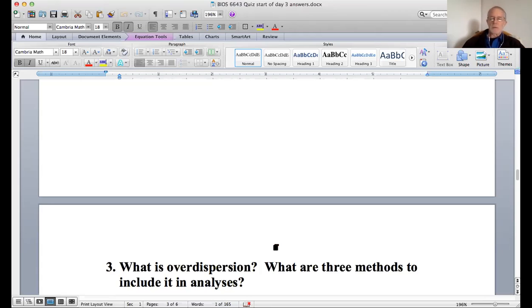We talked about three methods to include overdispersion in analyses. Anybody remember what those were?